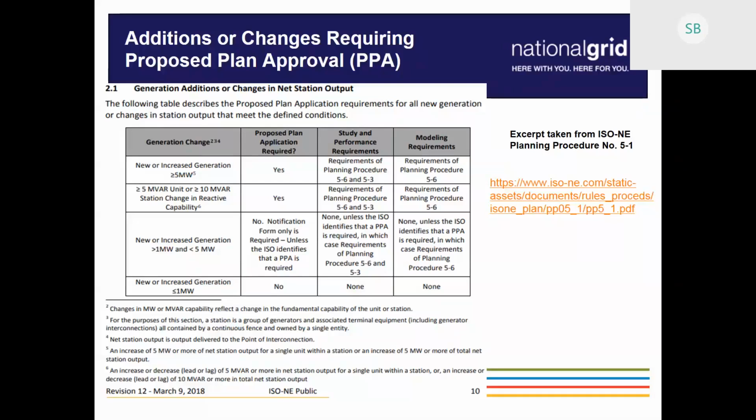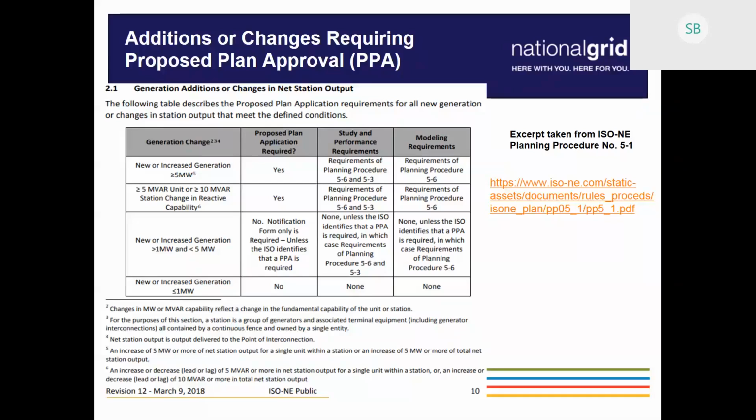Moving on to the project sizes between greater than 1 megawatt and less than 5 megawatts, it's at the ISO's discretion. Typically, they will not require a proposed plan application. They require a generation notification form. In previous slides, you have heard this referred to as an I.3.9 form. However, if ISO determines, based on the type of projects and how they're interconnecting to the existing feeders, that a specific grouping of projects may require a proposed plan application.